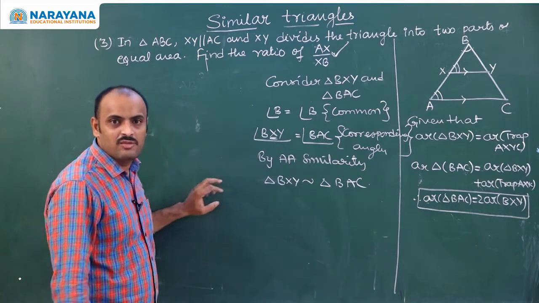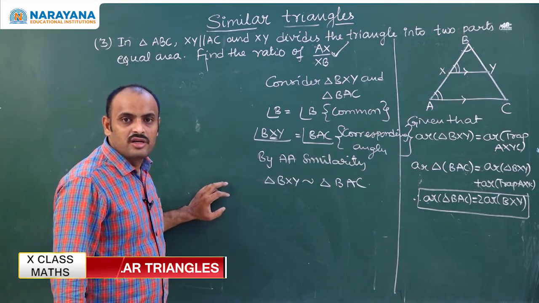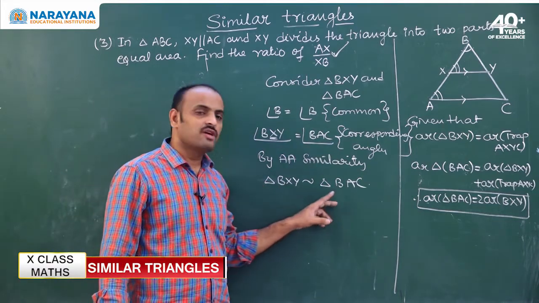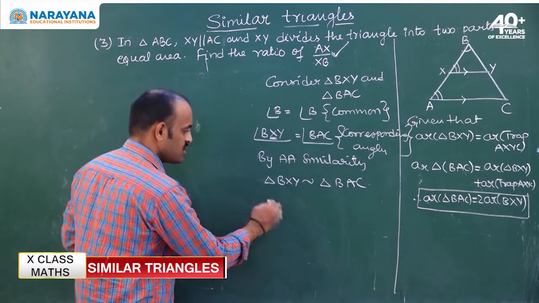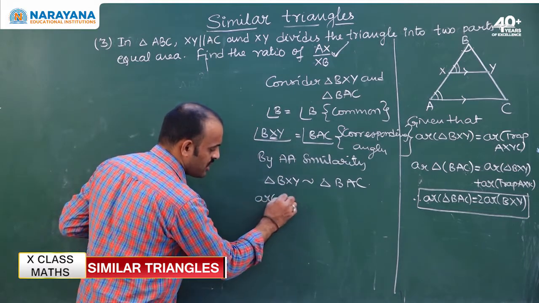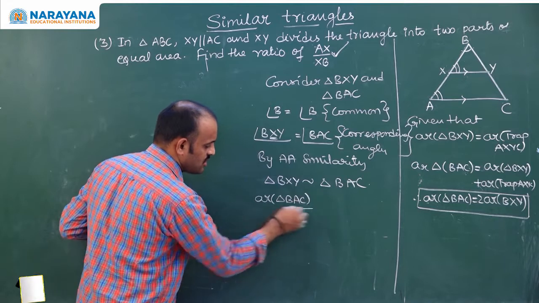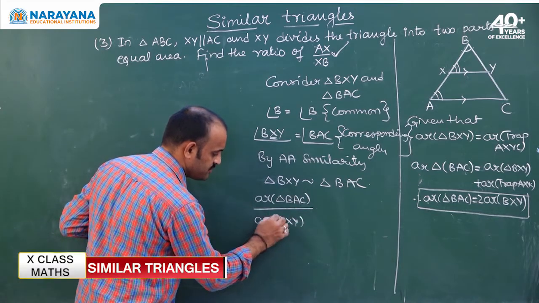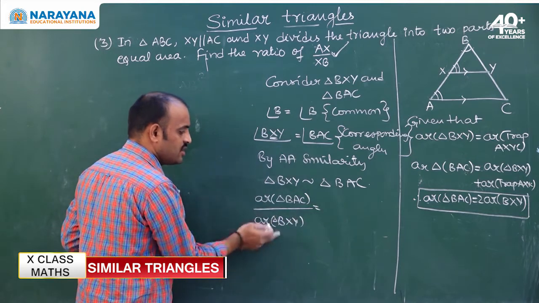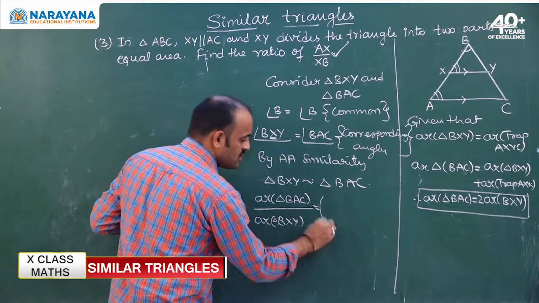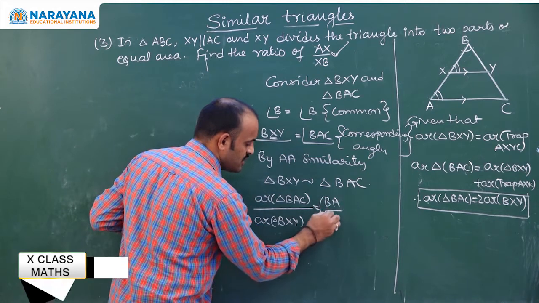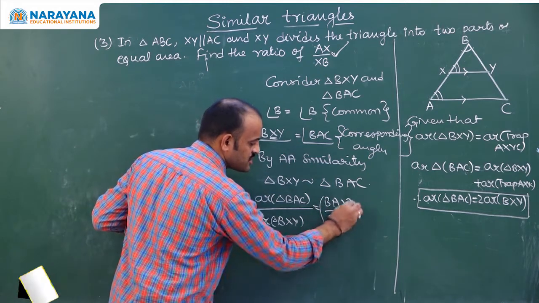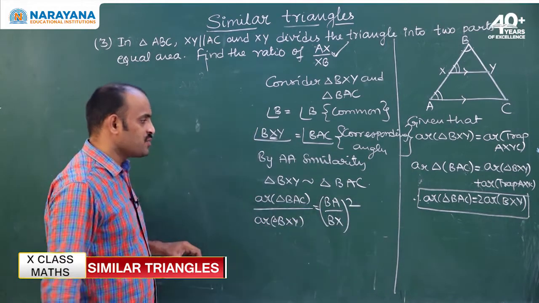Once the triangles are similar, ratio of their areas is equal to square of the ratio of the corresponding sides. That means area of triangle BAC by area of triangle BXY, as they are similar triangles, is the square of the ratio of the corresponding sides.